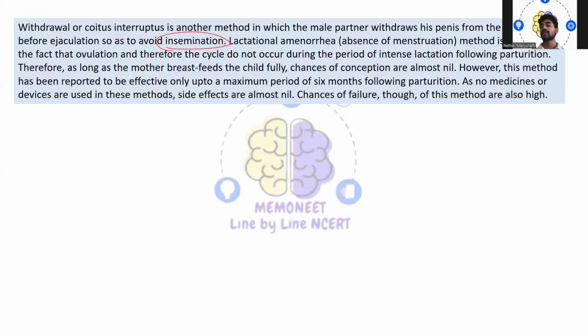Even in the lactation period, absence of the menstrual cycle can be seen, like after a mother gives birth to a child. During her initial lactation period, while the mother is able to breastfeed her child, the menstrual cycle will be nil. So that is also a time where you can expect the chances of fertilization to be very less, maximum up to 6 months after parturition. Okay.